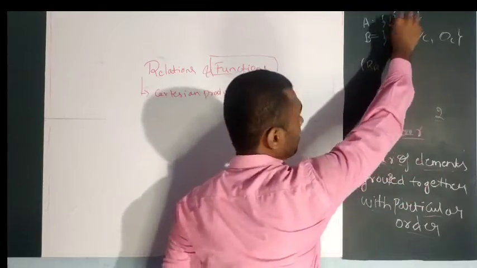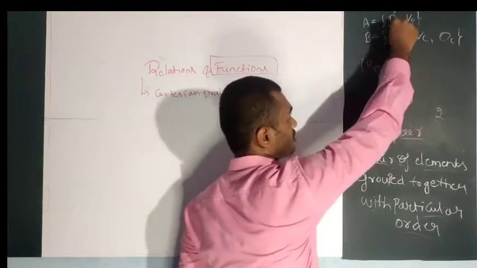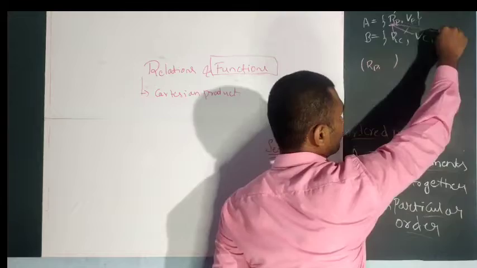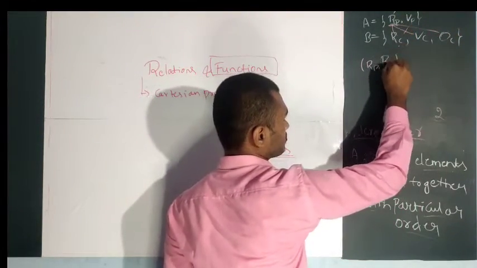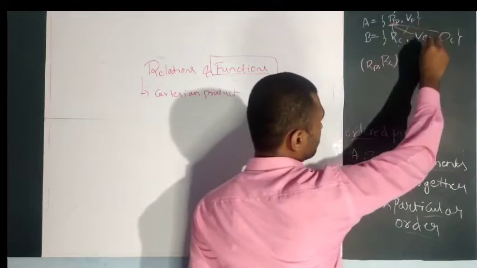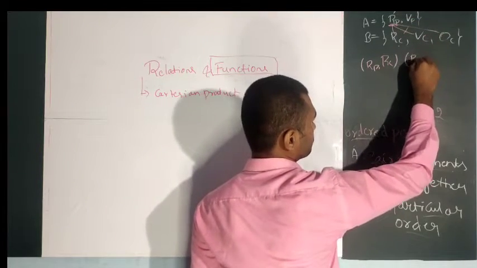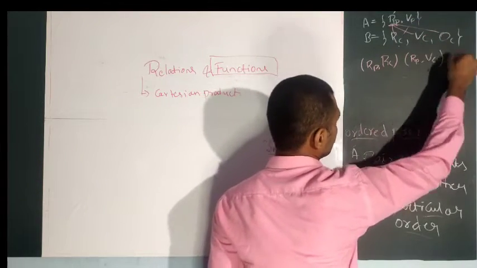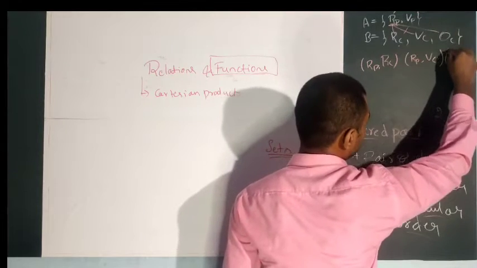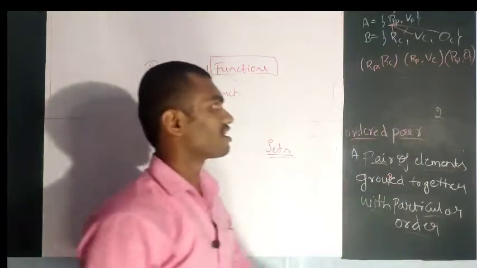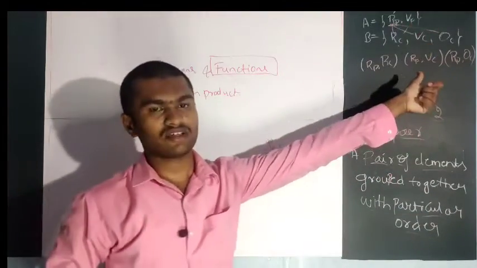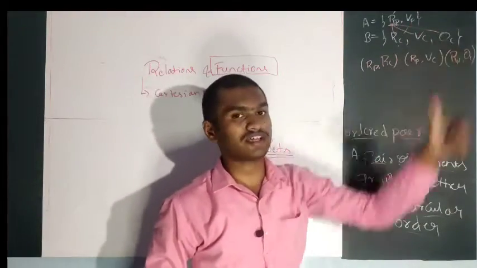The first element, I am taking that first element, I need to pair with all of these. So red pen with red cap, red pen with violet cap, similarly red pen with orange cap. These are the ordered pairs for the first element in set A with set B elements.